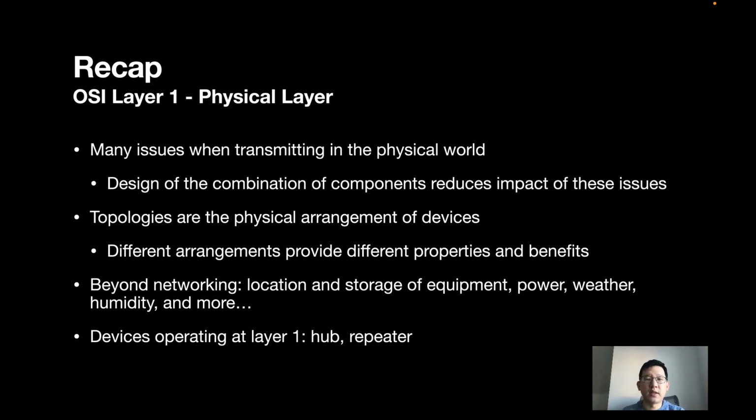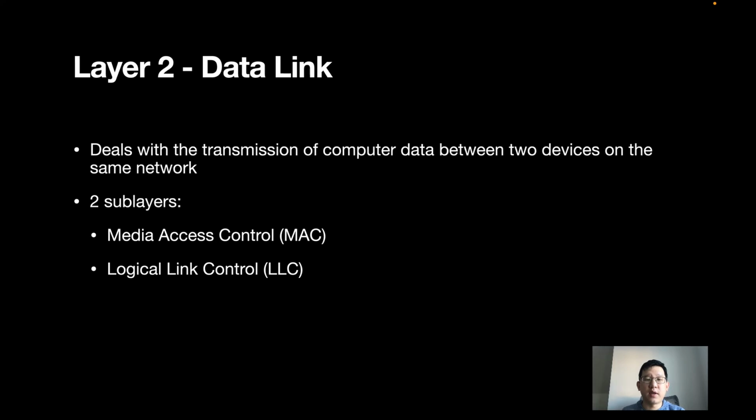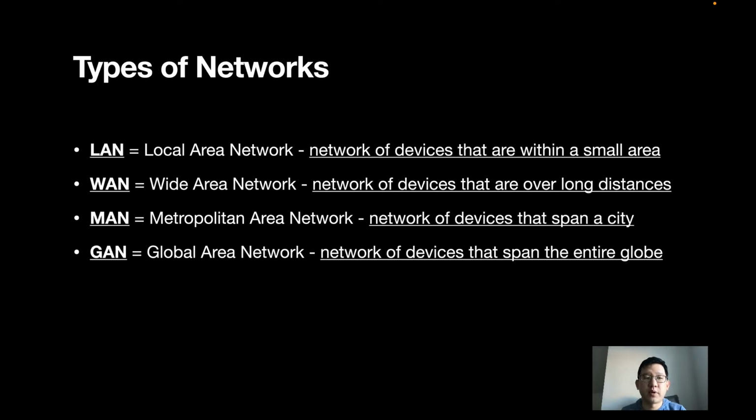Let's talk about the data link layer. Now, the physical layer dealt with the physical transmission of data in the real world, and the data link layer deals with the logical transmission of data between two devices on the same network. The data link layer contains two sublayers. First is the media access control layer, or the MAC layer, and the second is the logical link control layer, or LLC.